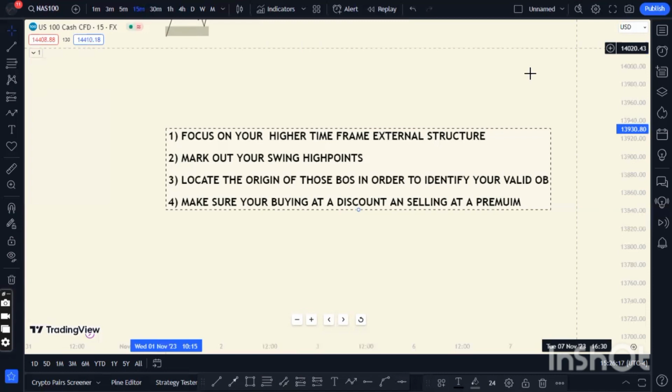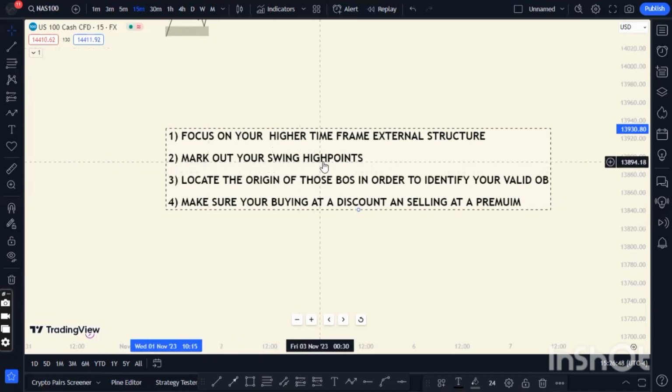So many of you have heard of order flow. I've not really talked about that, but where the price is heading to is the order flow. So you don't trade against it. You don't trade against the trend. You trade according to the trend. So you need to focus on your higher time frame external structure. I'm not saying you should take your entries from higher time frame, but you do your analysis from a higher time frame. Now, number two here, mark out your swing high point.